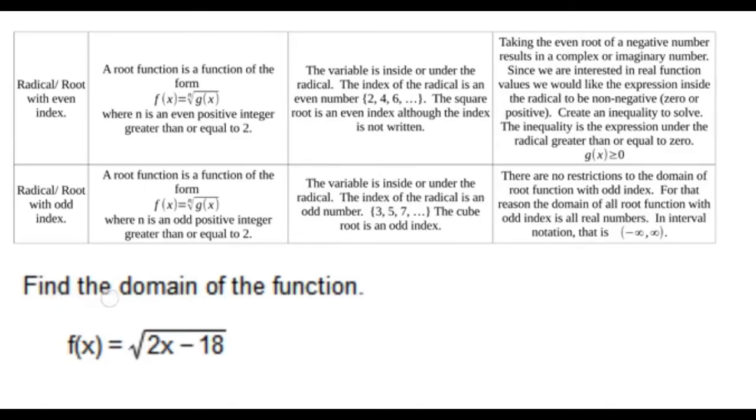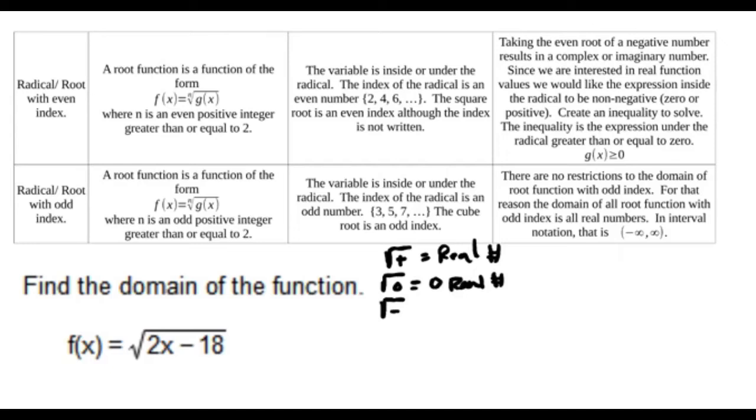On this question, we want to find the domain of the function f of x equals square root of 2x minus 18. When you're looking for the domain, you're looking for possible restrictions. And in this example, I see a square root. And with square roots, we know that square root of a positive number is a real number. We know that the square root of 0 is 0, which is a real number.